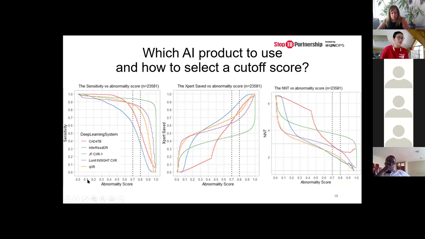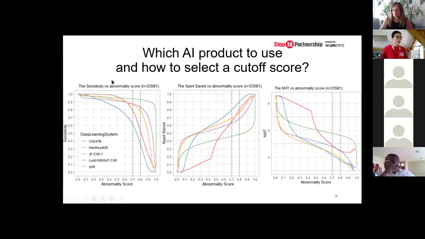But what's relevant for programs and implementers is the sensitivity, just how many TB cases will be missed, and what's the implication of cost? What is the number of TB GeneXpert tests required or saved through the program? What is the number needed to test? And the abnormality score, like it or not, is what you will need to interact with regularly using CAD.